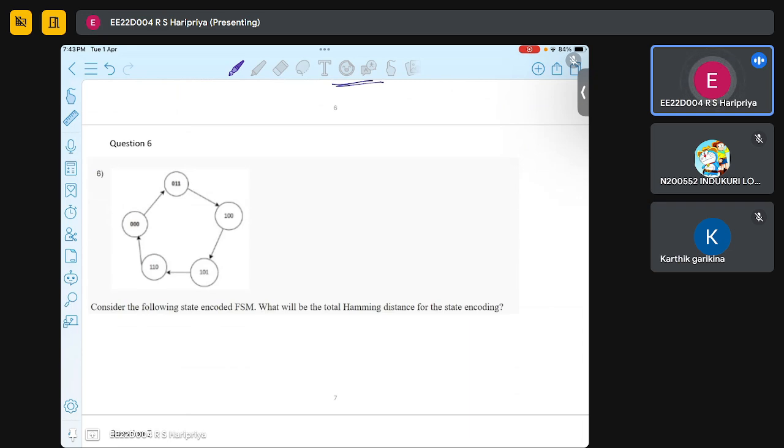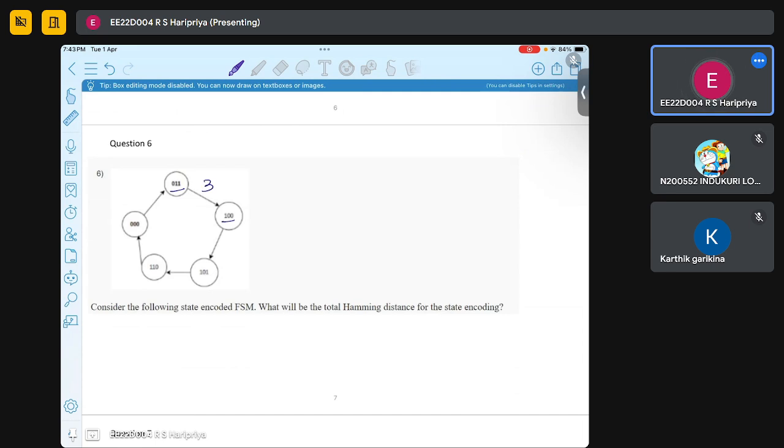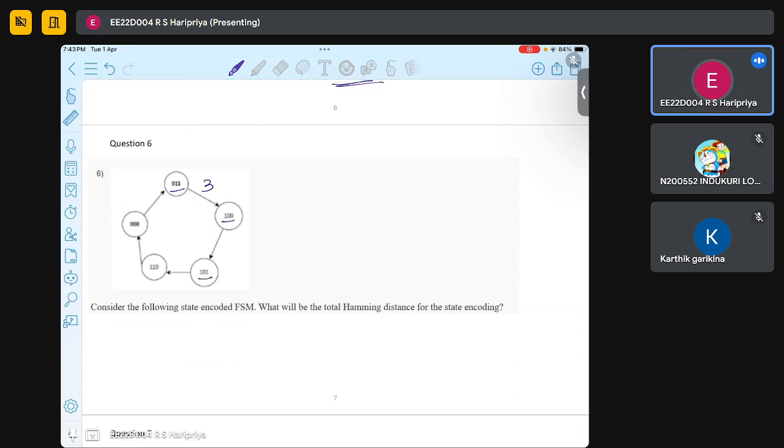Consider the following state encoded FSM. What will be the total Hamming distance for the state encoding? So this to this is a 3-bit difference. Again 1 here, 2 for this, 2 for this. So the answer is 3 plus 1 plus 2 plus 2 plus 1. 5, 6, 7, 8, 9, 10. So total.